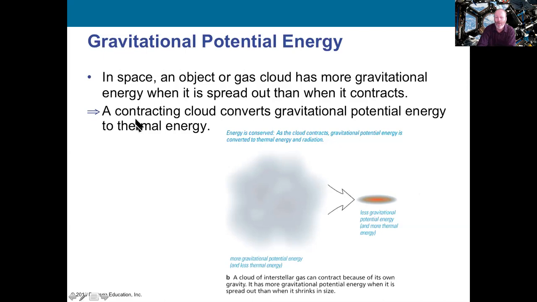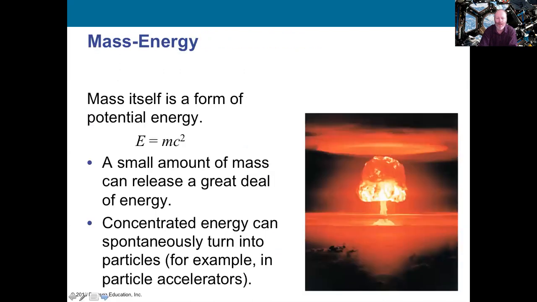But gravitational potential energy is out in space as well. We see that when a cloud of material contracts under its own weight, gravity pulls everything together. It has less gravitational energy once it's pulled together, but now it has more thermal energy. It has the heat sort of heats up and heats up and heats up. Whereas here it's all dissipated, now it's more concentrated in that area.